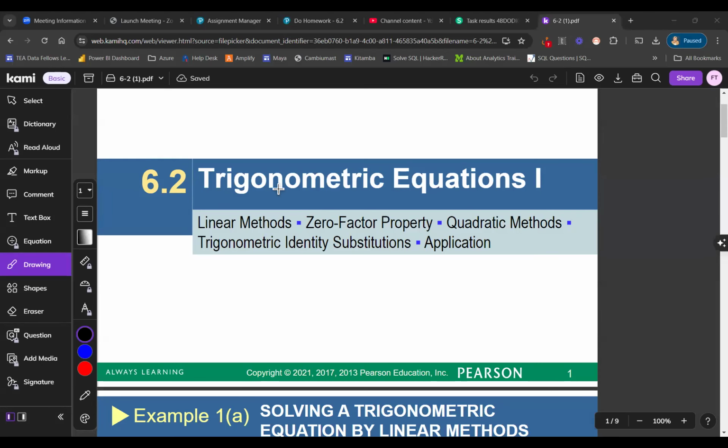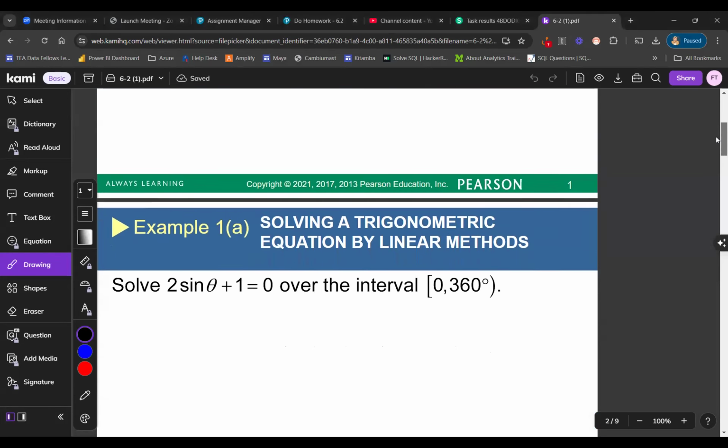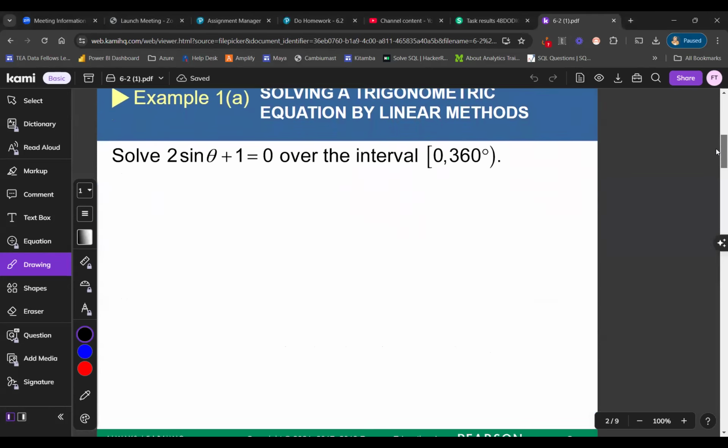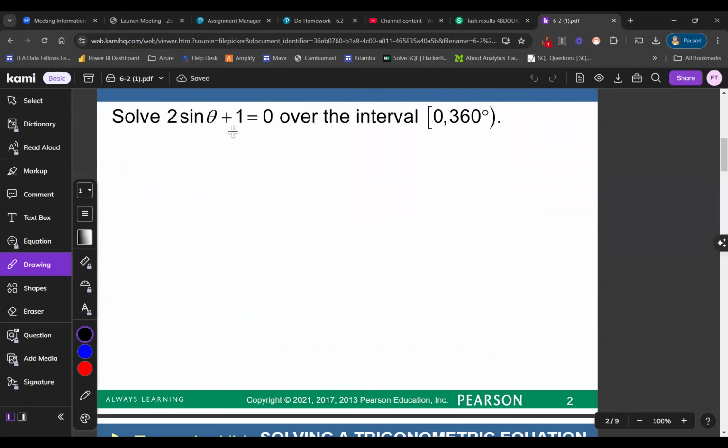Lesson 6.2 is called Trigonometric Equations, Part 1. So we're going to solve relatively easier equation problems than section 6.3. And then we will see some examples of how we should handle trigonometric equations. We will not be able to model every single question on the homework, but we're going to give you good enough examples that you can apply to your homework problems.